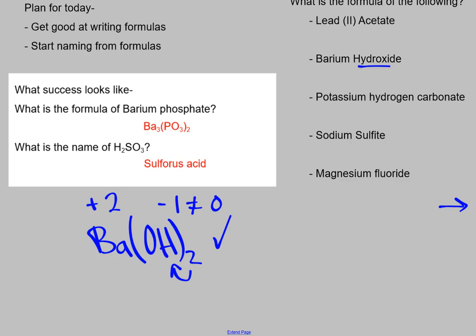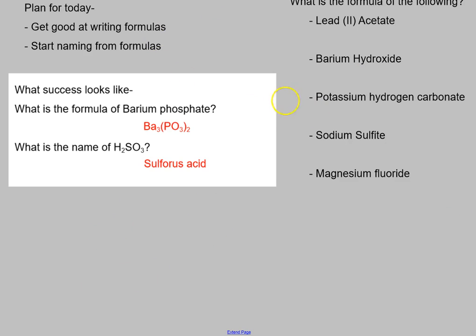Okay, this one, most people had it right. Most people that had it wrong just didn't have parentheses. Do you understand? Tell your lab partner real quick if you understand why the parentheses are there. Ready, go. All right, so now we're on potassium hydrogen carbonate.